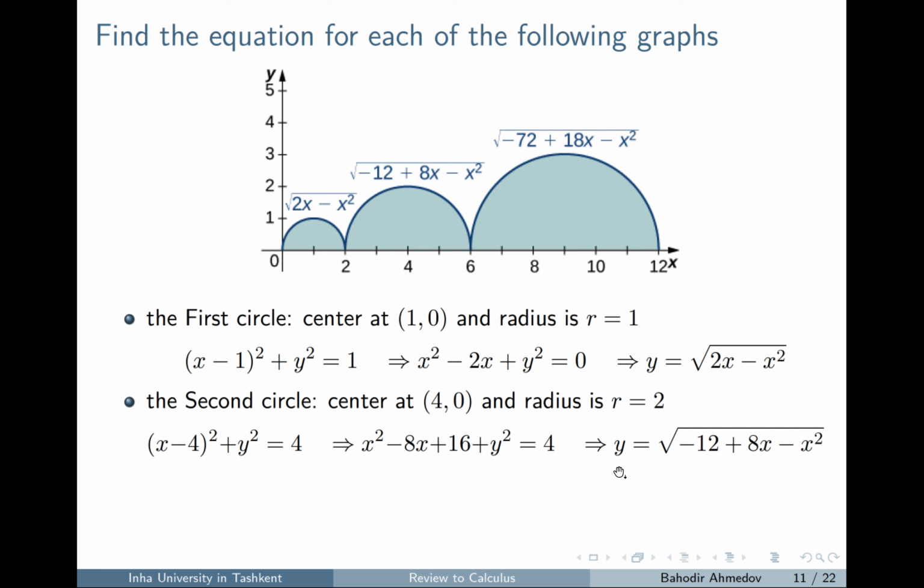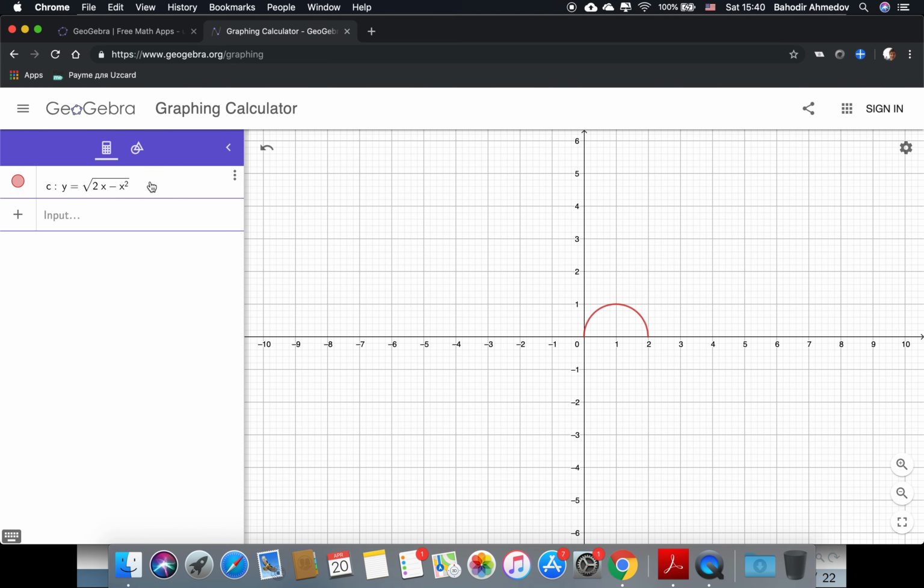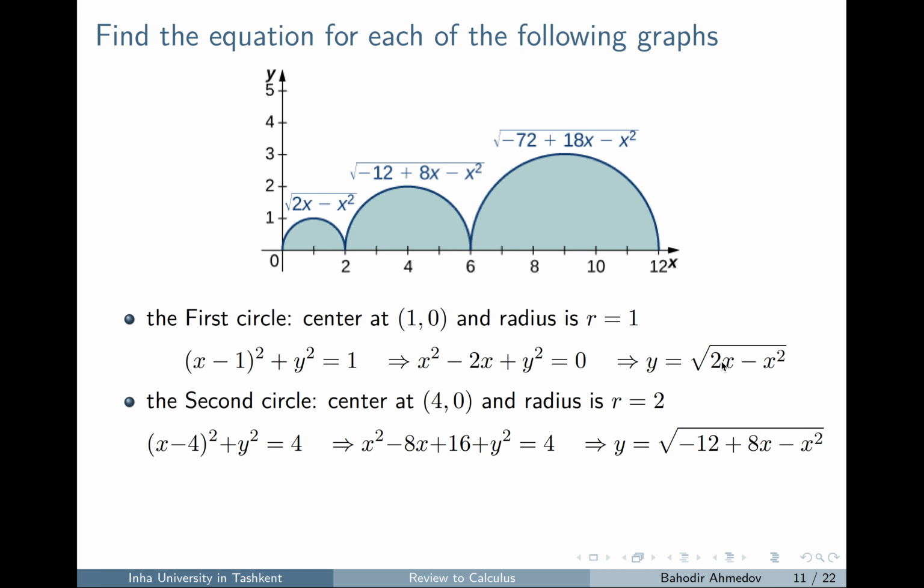By simplifying the expressions, we can find that y is equal to the square root of minus 12 plus 8x minus x squared. That's going to be the equation of this semicircle. So let's show this: minus 12 plus 8x minus x squared. So you see, this is the equation of this semicircle with the center at (4, 0) and with a radius of 2. So for the third one, we're going to use the same technique, right?